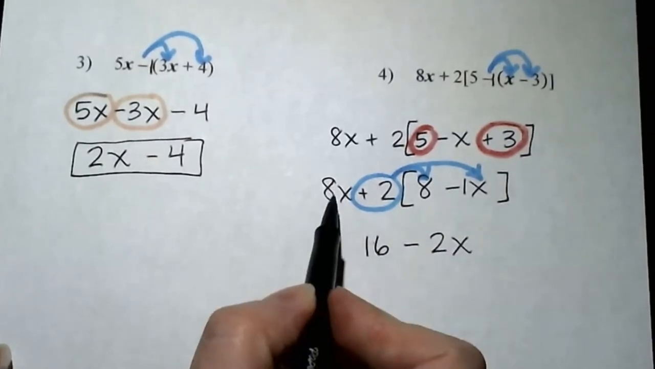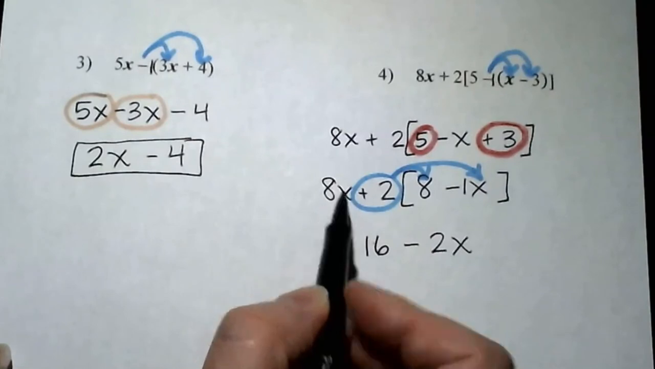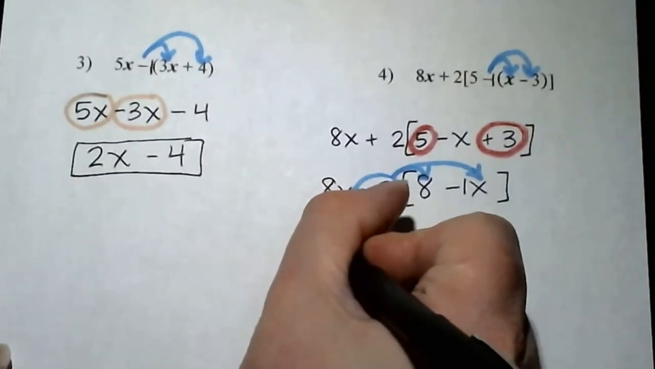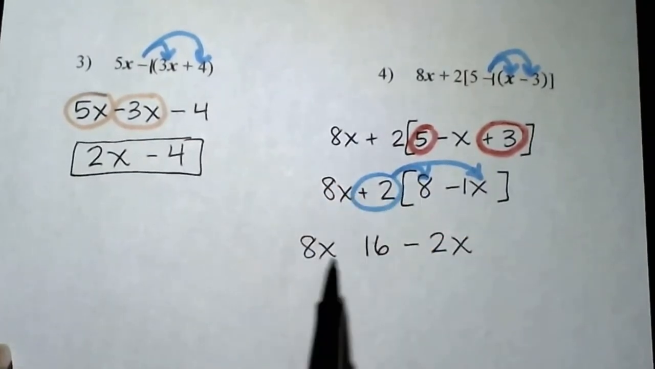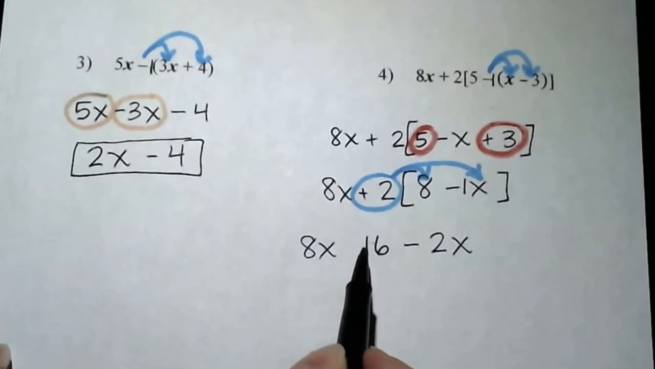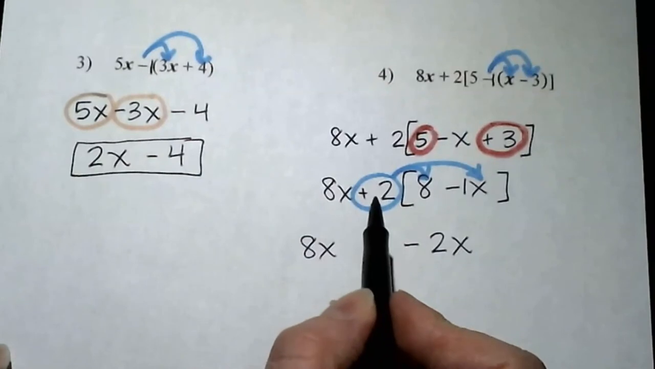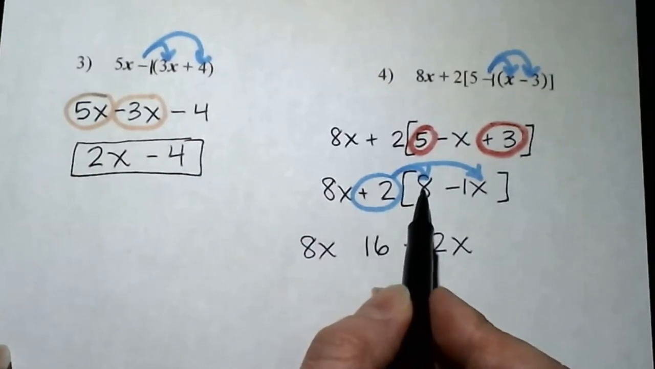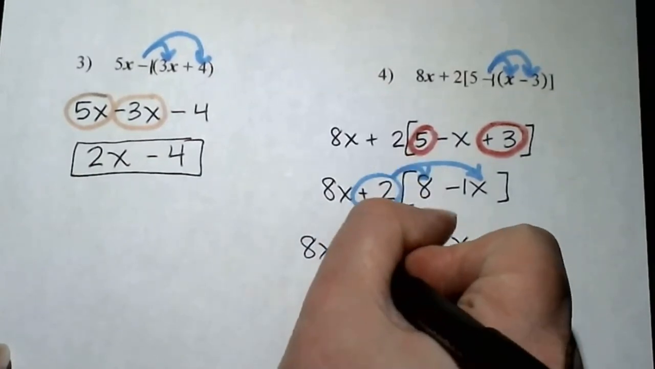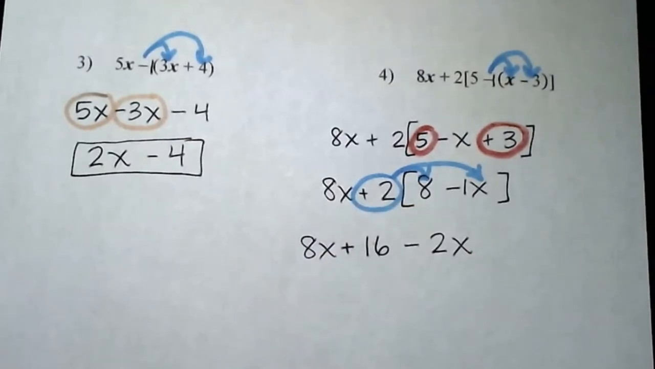And I still have this 8x in front that I haven't done anything with. So I'm going to bring that down. Now, I've got to make sure that I put a sign in front of this. Since this was positive 16, 2 times 8 is positive 16. I'm going to write a plus sign in there and make sure I keep track of everything I'm doing here.